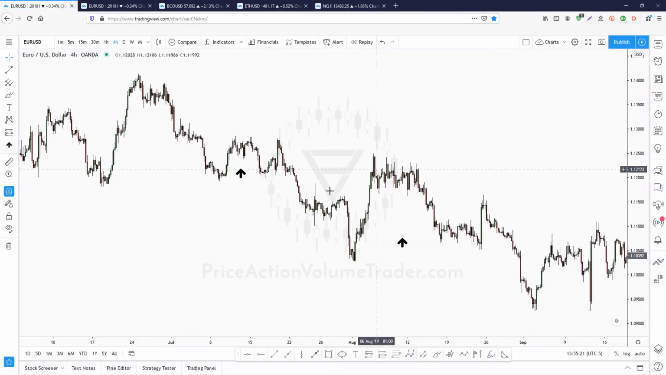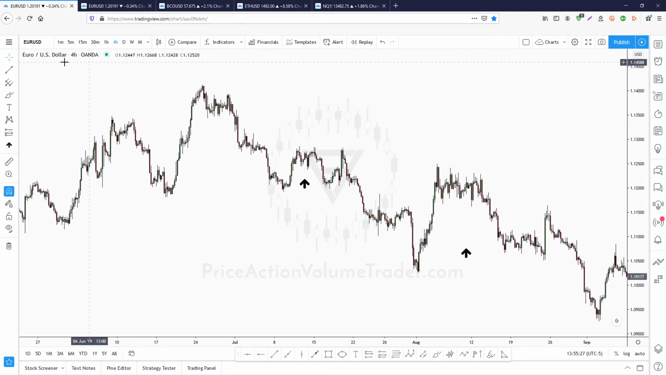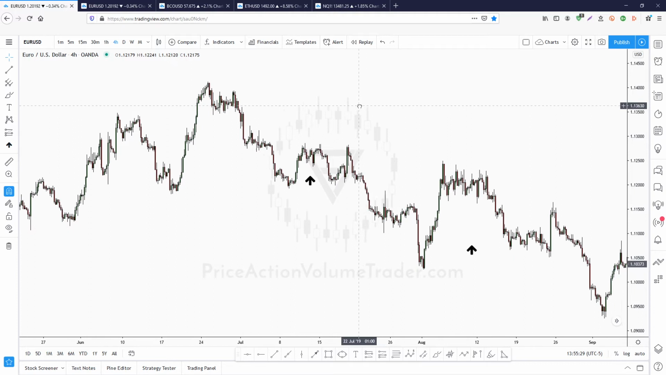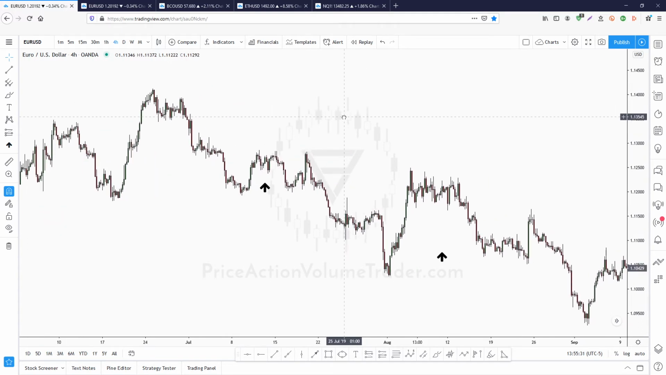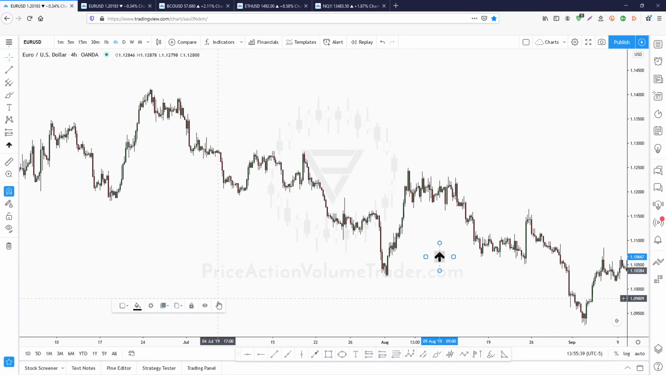Okay, now let's go back to a Forex chart. Let's look at these examples on Euro US dollar. This is actually very nice because we have back-to-back examples of this on here. And we actually have one that failed. So this is a 4-hour chart.